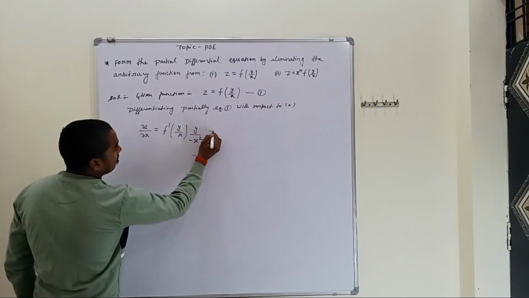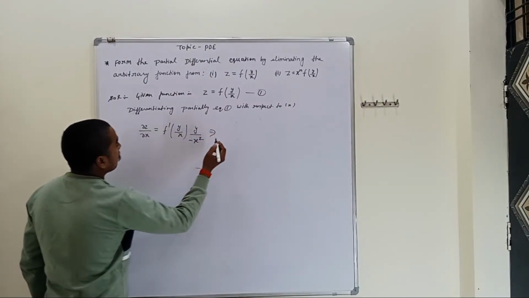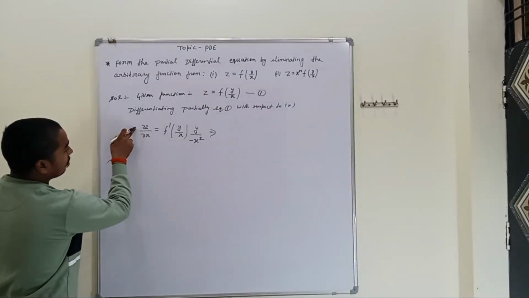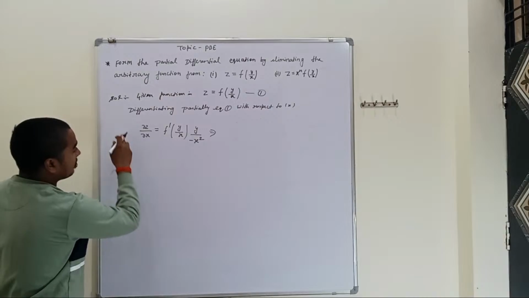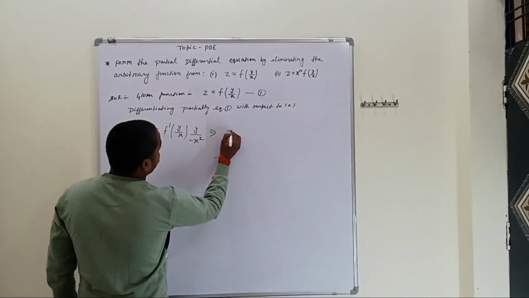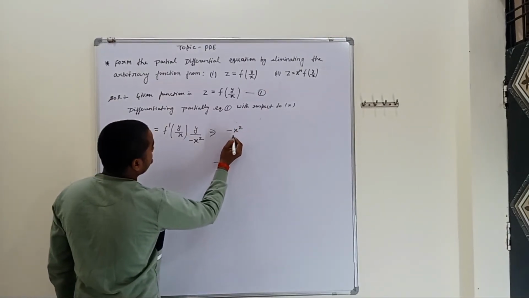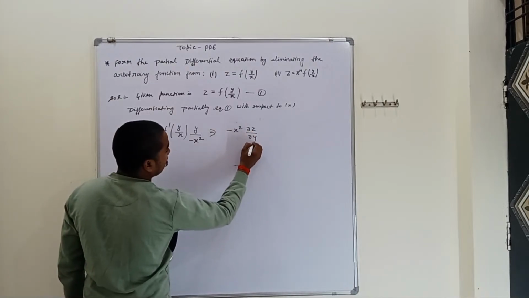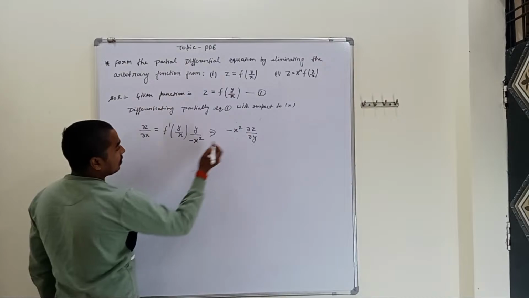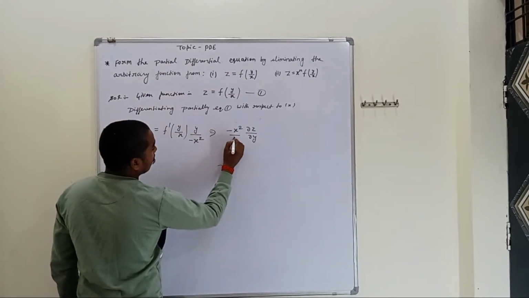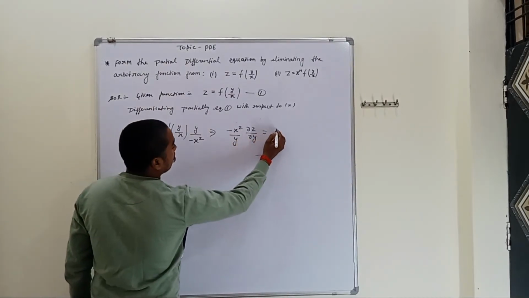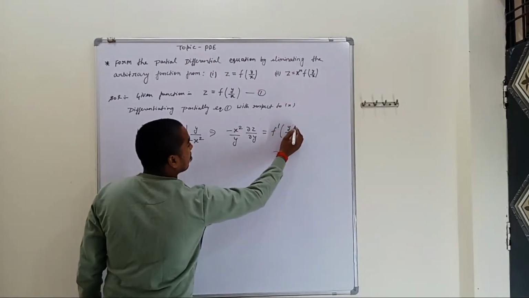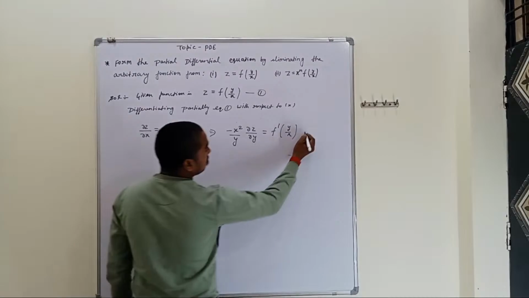Then, taking minus x square into cross multiplication, that is minus x square del z upon del x is equal to f dash of y by x. Call this equation 2.